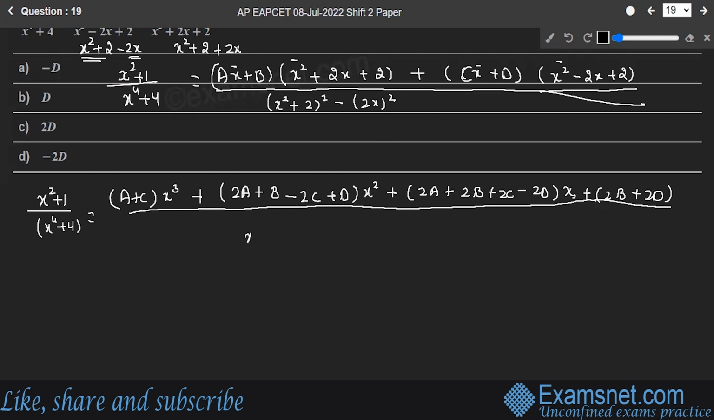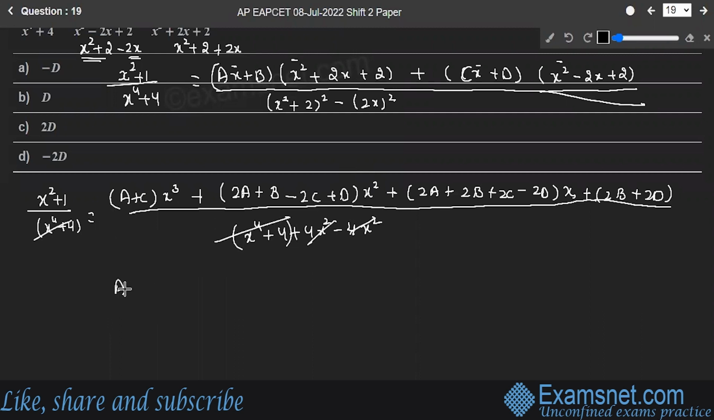The whole will be divided by, if you will open this, you will have, give me a minute. So this will be x⁴ + 4 + 4x³ − 4x³ and 4x² − 4x². They will cancel out, and you'll be left with x⁴ + 4, which will cancel out with the LHS. So now you'll be left with only the numerator side. Now let's compare the coefficients.